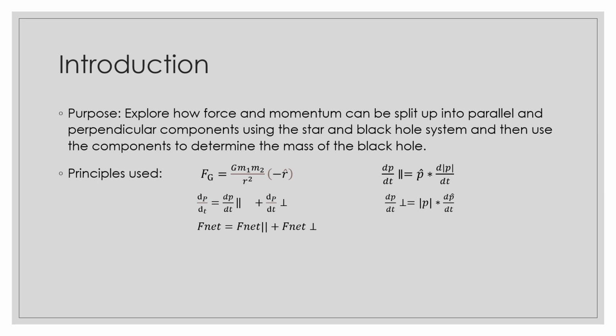The principles we used were the gravitational force, as you can see here. And then also that F net was equivalent to the parallel force plus the perpendicular force. Parallel force being equivalent to P hat multiplied by the magnitude of dP over dt, and perpendicular force being equivalent to the magnitude of P multiplied by d P hat over dt.